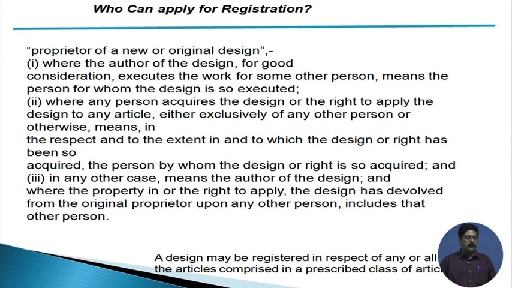So now quickly we can proceed further. Who can apply for registration? You should know who should apply. The proprietor of a new or original design. Proprietor means owner; if the author created the design, then the author is the owner. Although the Act has not specifically mentioned that authors always have to apply, proprietorship can go elsewhere. In an organization, if somebody creates the design for the organization, the proprietorship goes to the organization based on the employee-employer contract.